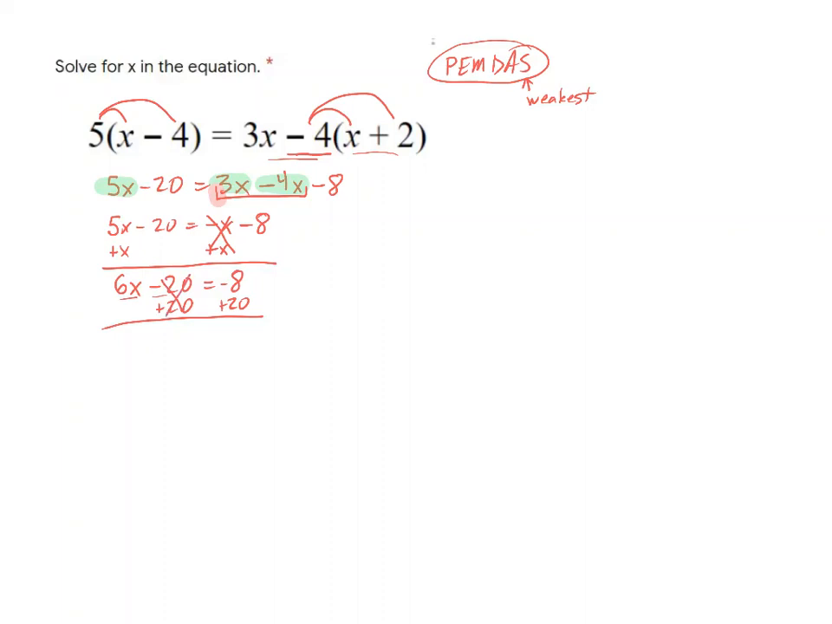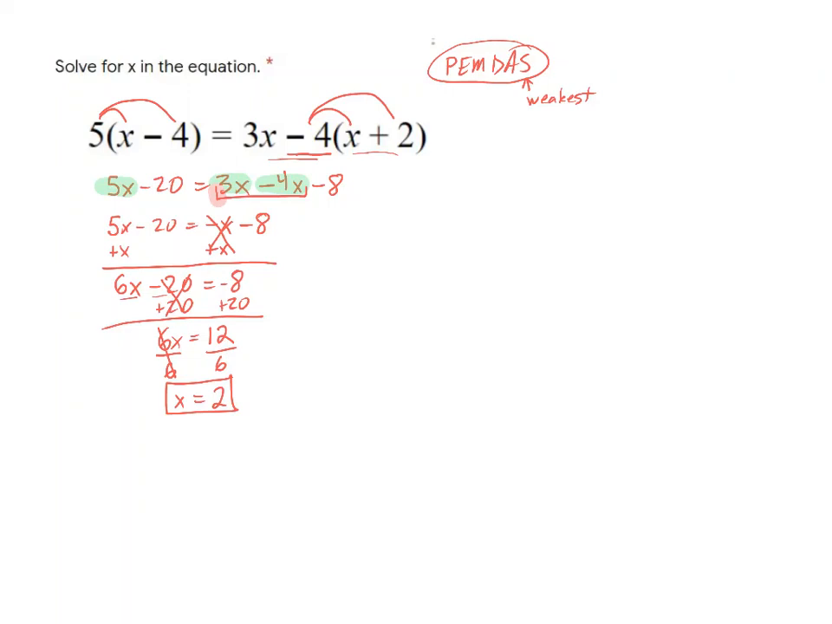On this side, of course, it's going to be gone. I'll be left with just the 6x still there. And then the negative 8 plus 20 gives me 12. And then I should just be able to divide by 6. And then I get x equals, dividing because that's 6 times x, and that should give me x equals 2.